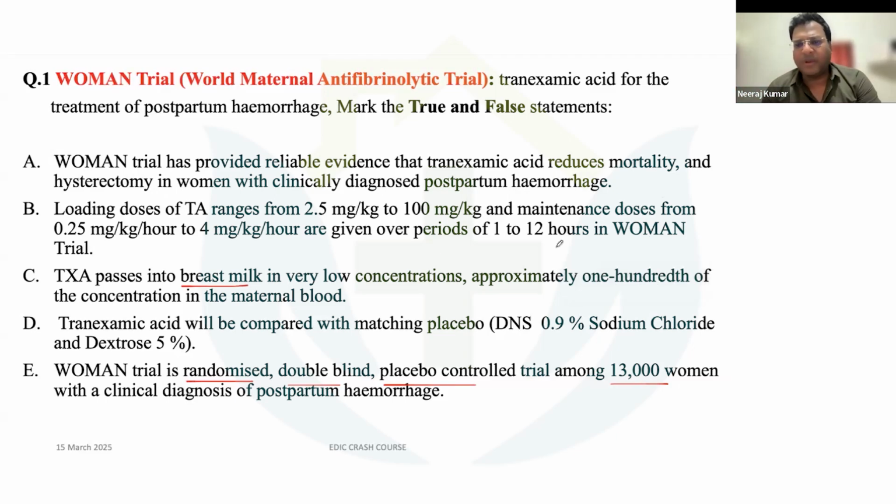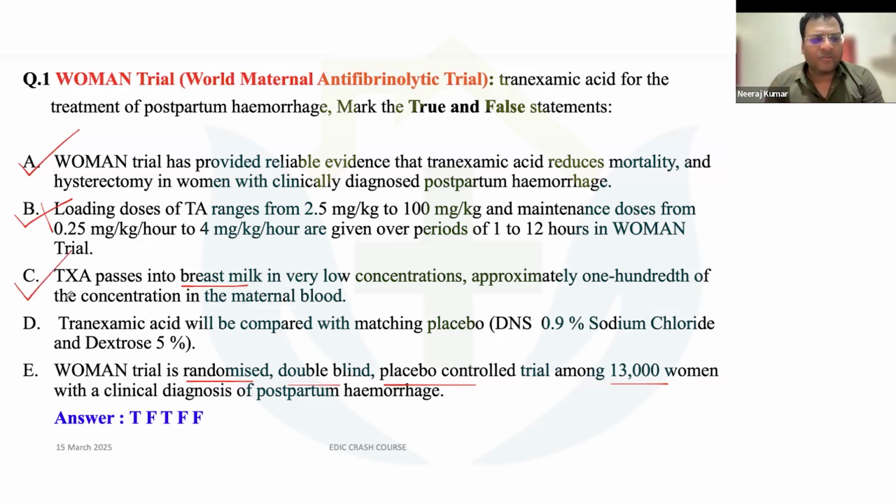Okay, good. So I think three of you have marked this question. Just see the answer. The first statement, that the WOMAN trial has provided reliable evidence, is true. The loading dose stated here for tranexamic acid is not true. The third option, that it passes into breast milk in very low concentration, again this statement is true. And the fourth option, that tranexamic acid is compared with a matching placebo, is not as stated, and the WOMAN trial is a randomized, double-blind controlled trial involving 13,000 women.